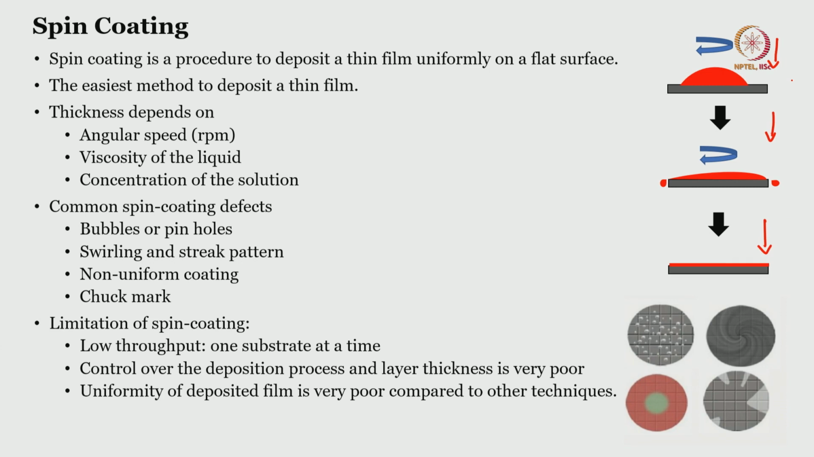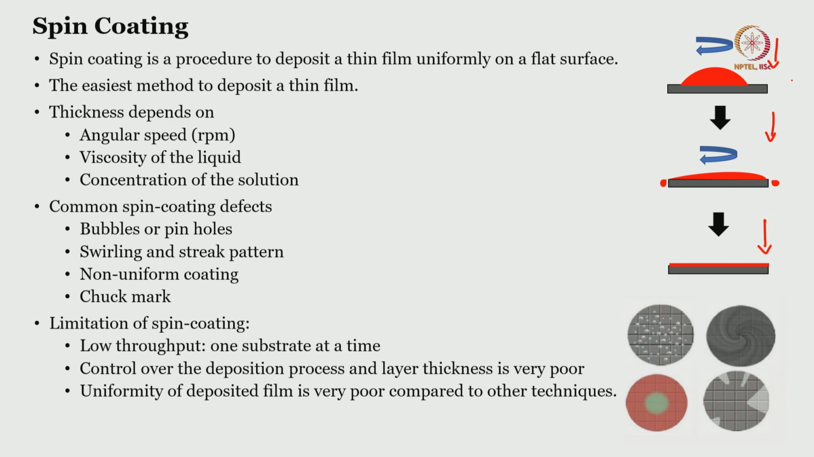So, now if you understand this much, what are the parameters on which this deposition relies, right. The first one is the angular speed. If you increase the rotation, the thickness would decrease. If you decrease the rotation, the thickness would increase. Then the viscosity of the liquid: if it is extremely viscous, it is very difficult to deposit. Then it depends on the concentration of the solution.